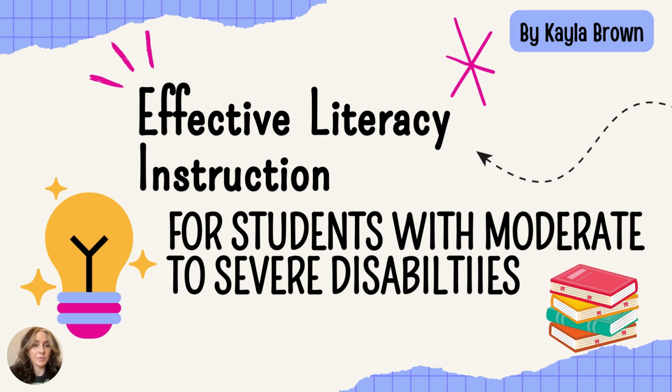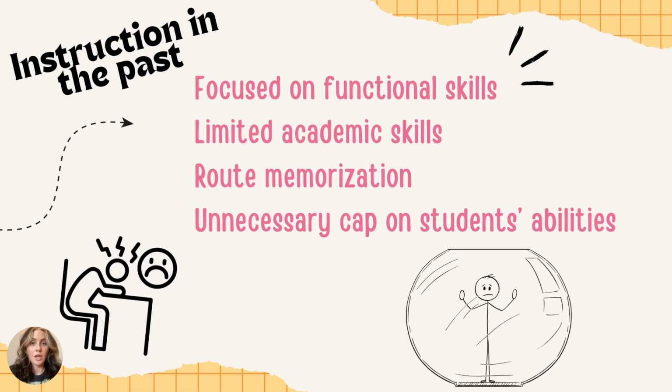Hi, my name is Kayla Brown, and I'm going to be discussing effective literacy instruction for students with moderate to severe disabilities. So let's look at what instruction looked like in the past. A lot of literacy instruction was focused more on functional skills, which resulted in limited academic instruction for these students. A lot of times it was rote memorization, sight word memorization, and this puts an unnecessary cap on students' abilities. It's the notion that you can't do something, so I'm not going to try to teach them.